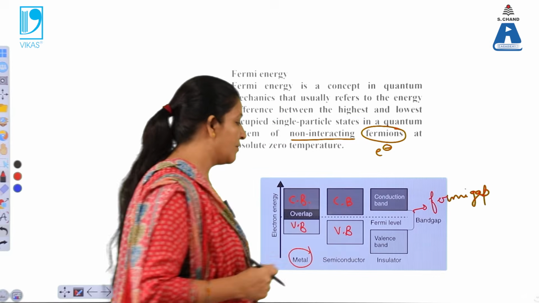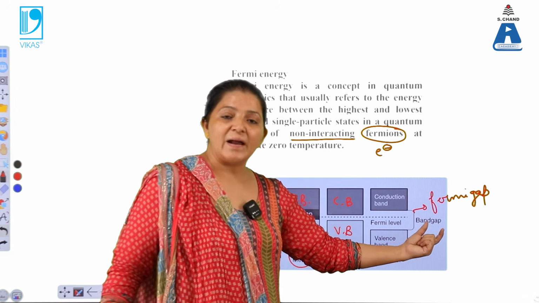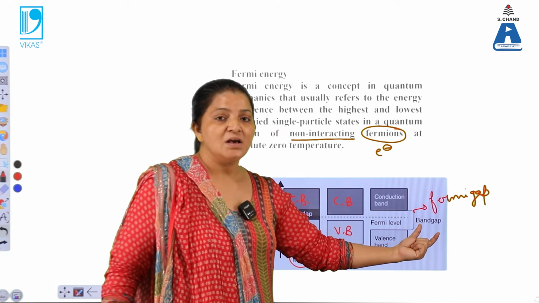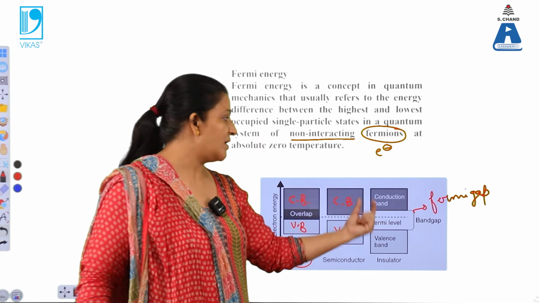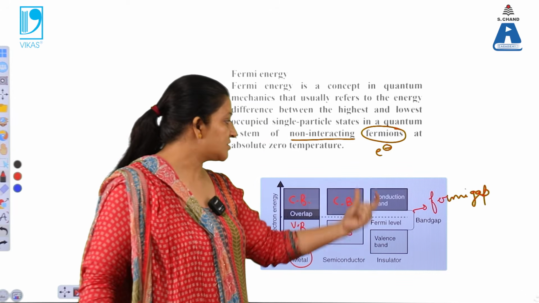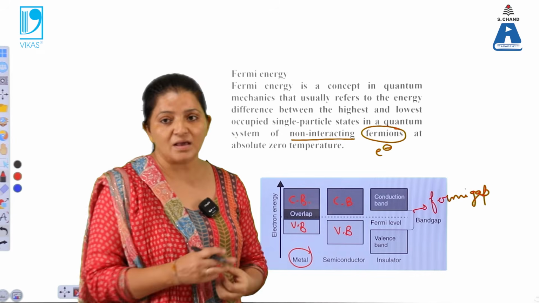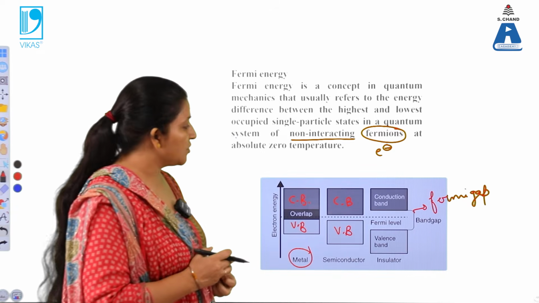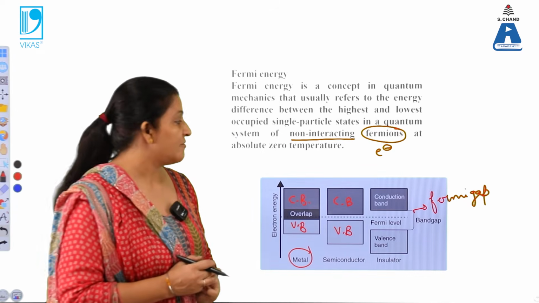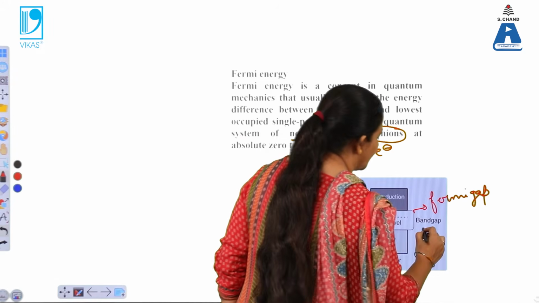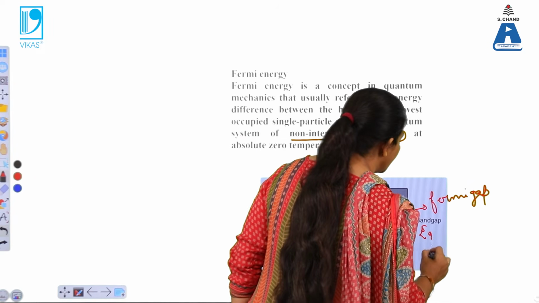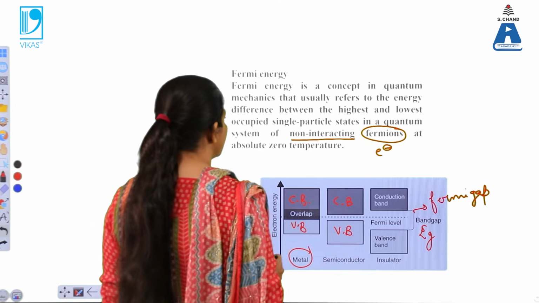Now, band gap. What is band gap over here? Band gap is defined as the difference between the valence band and the conduction band. This difference is known as band gap. So band gap, that is the difference between the conduction band and the valence band, and this band gap is represented by the term Eg. So, what is Eg here?